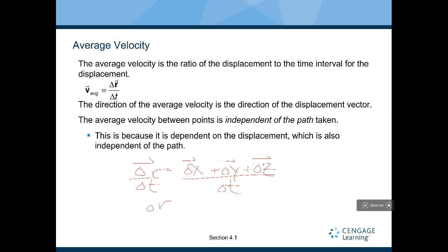So the change in r over the change in t is equal to the change in x over t plus the change in y over t plus the change in z over delta t. Yes, sir? Whenever you were talking about the Pythagorean theorem and the tangent stuff, like, the change in r is equal to like the square root of all that stuff. It's not actually added. Is that what you were saying, right?